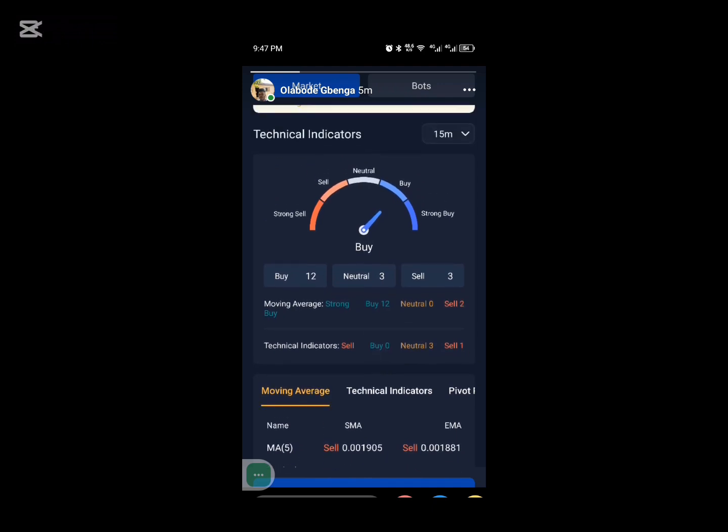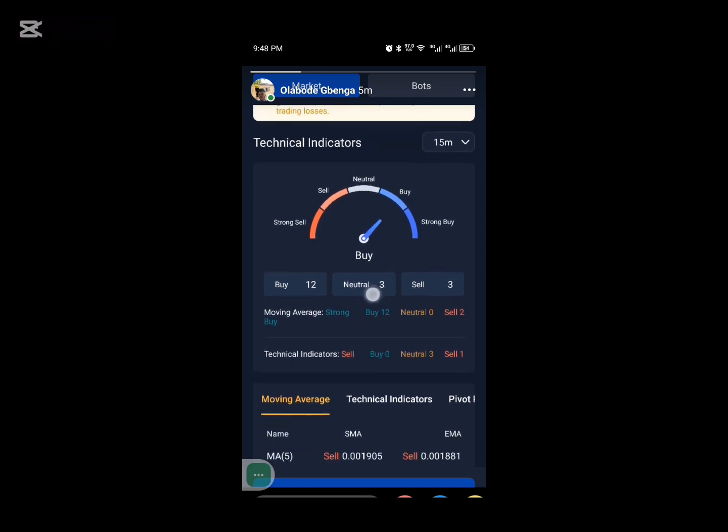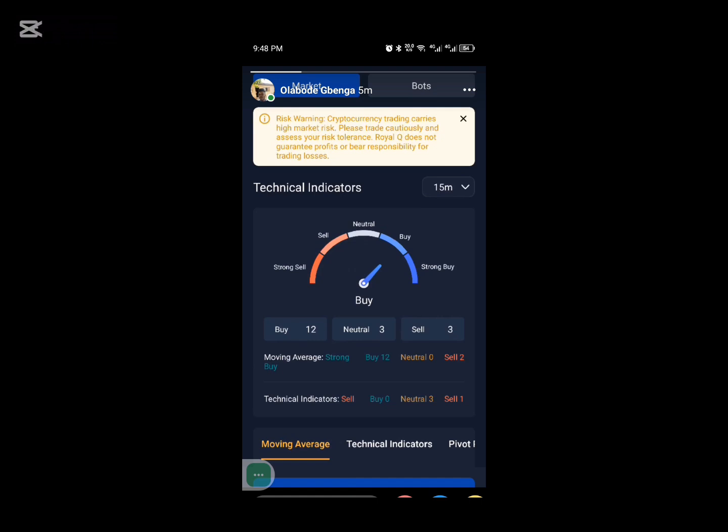Note, whenever you see the seller is more than the buyer, don't enter the trade. But now you see the buyer is more than the seller, and you can enter into it. But before you enter, check another time frame. This is for 15 minutes.